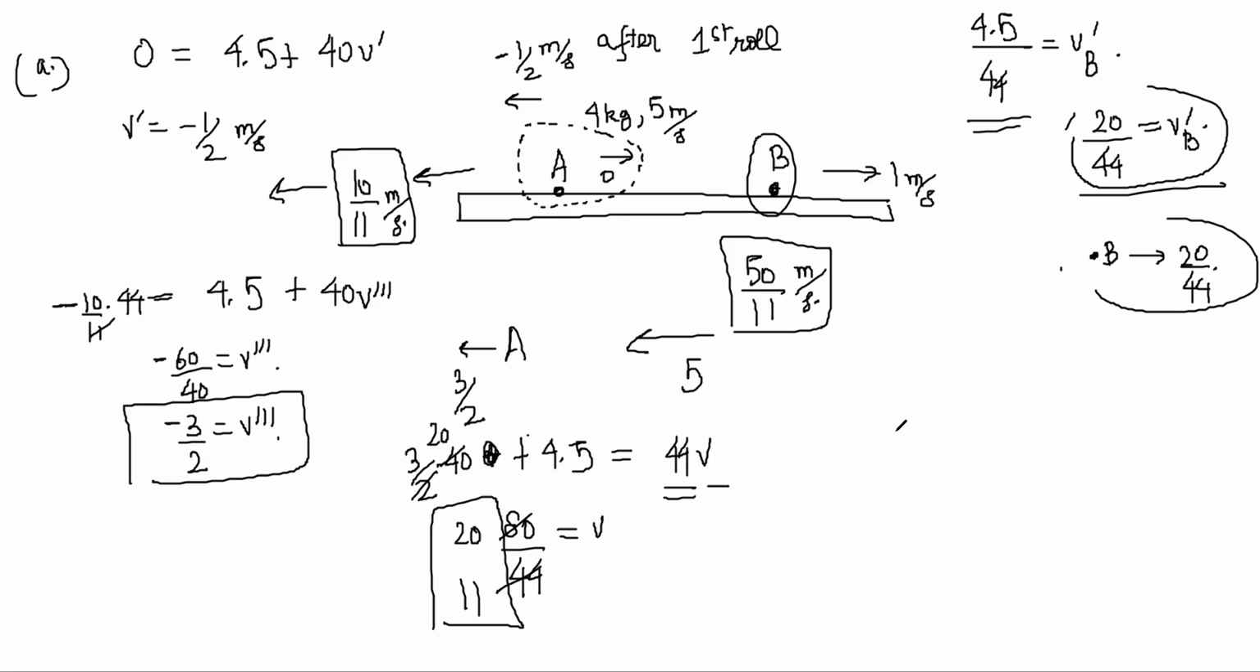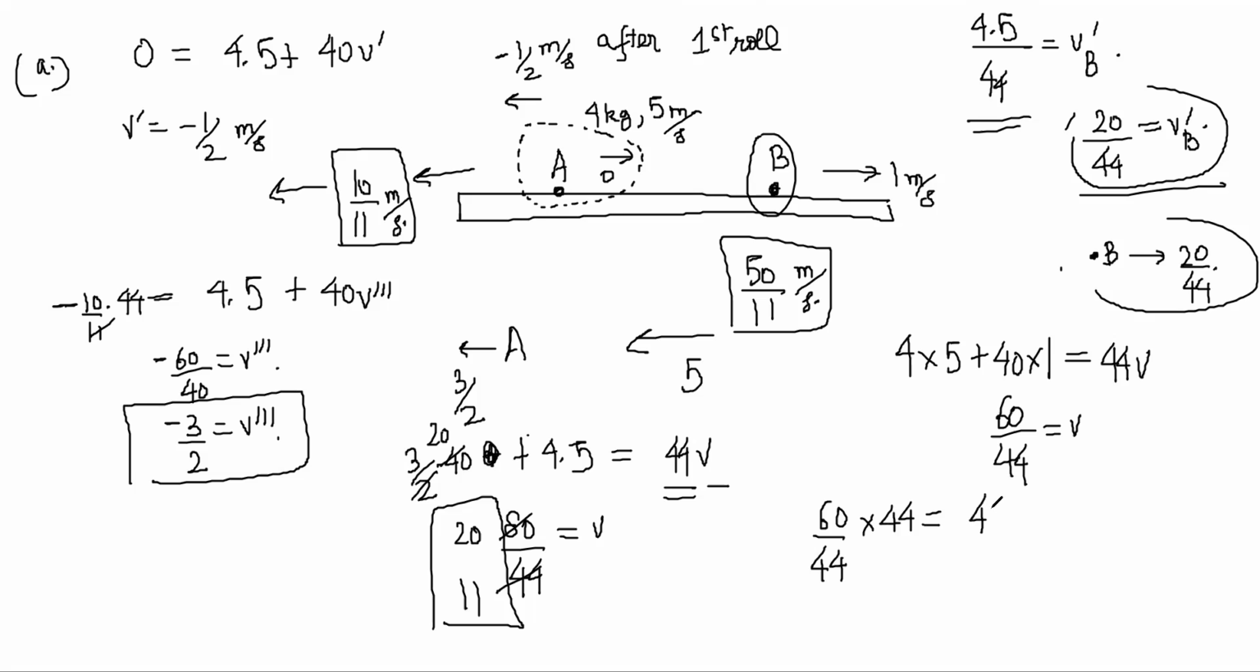So for B, the ball is now coming at 5, and he catches it. So 4 into 5 plus 40 into 1 is equal to 44 into V. So 20 plus 40, 60 by 44 is the V when he has held the ball, and then he has to throw the ball back. So let's find that. The initial momentum is 60 by 44 into 44, which is equal to 40 into V minus 20.